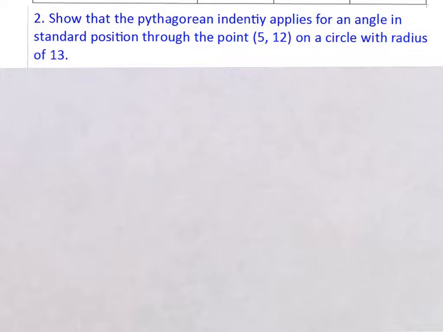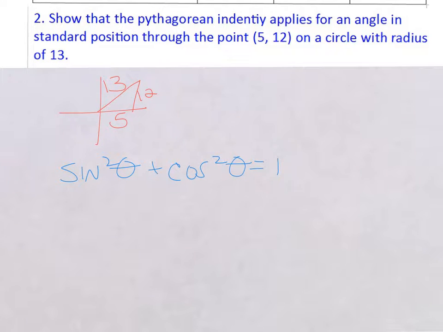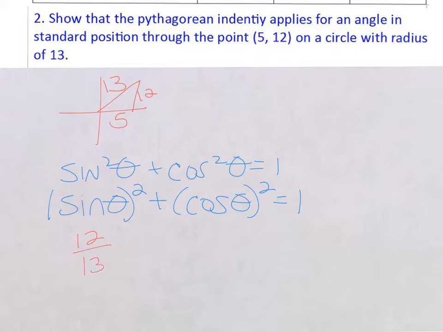Okay, so for number 2, show how the Pythagorean identity applies for an angle in the standard position through the point (5, 12) on a circle with radius of 13. So the Pythagorean identity says that sine squared of theta plus cosine squared of theta equals 1. Well, sine squared theta, that's an abbreviation for sine of theta squared. So I'm going to rewrite cosine the same way. And now from my picture, sine of theta is 12 over 13. Cosine of theta is 5 over 13.